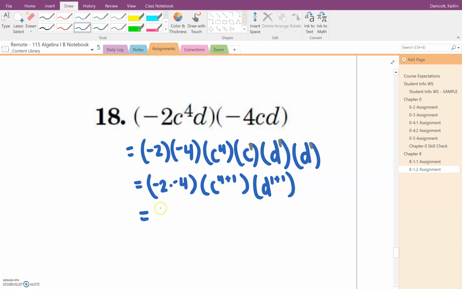So negative 2 times negative 4, a negative times a negative is going to be positive. 2 times 4 is 8. And then we've got c, we keep the base, and then 4 plus 1, again, we're just adding these exponents, so 4 plus 1 is 5. Then we move on to the d, so d, keep the base, and then we have 1 d, 1 d, 1 plus 1 is going to give us 2.